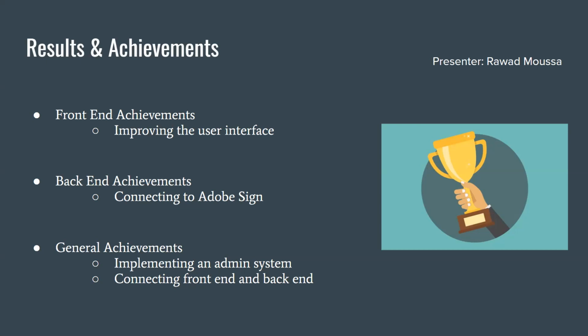Next, I'll discuss the backend system achievements this semester. The backend system now connects with Adobe Sign, which is a tool used to easily sign and manipulate documents. The backend system now has Adobe Sign functions to send a stored request to Adobe Sign to be signed. Finally, I'll discuss other important achievements this semester.